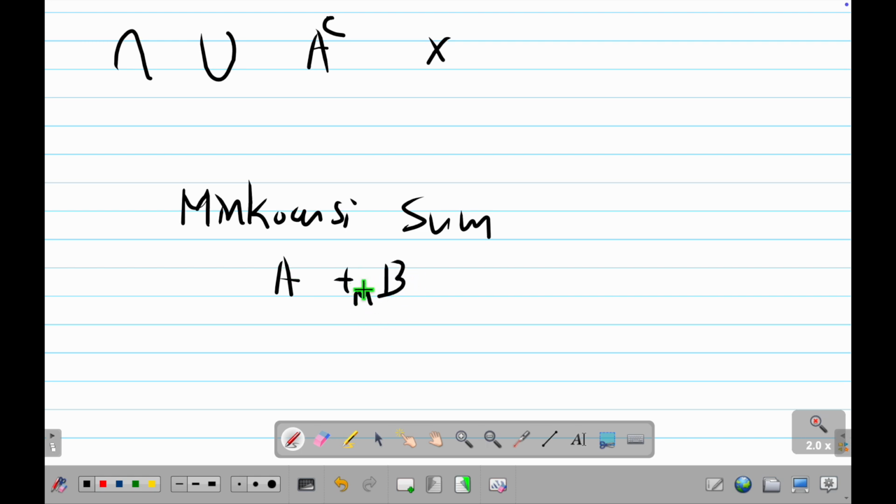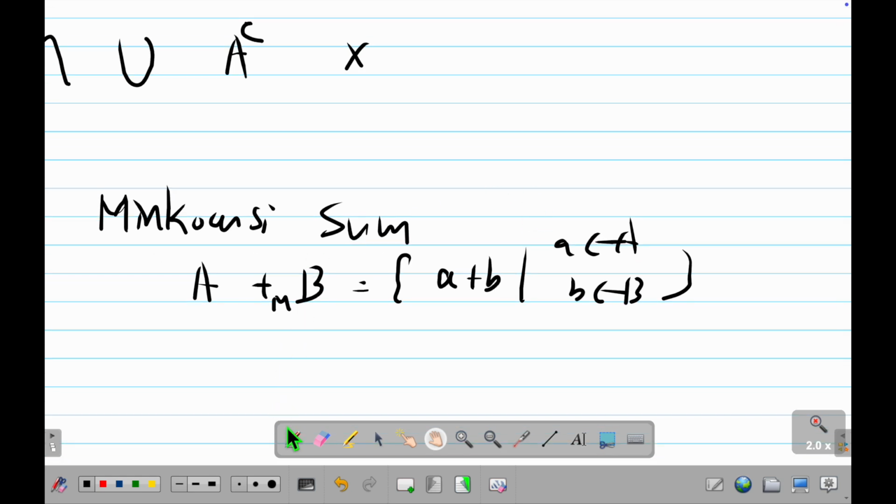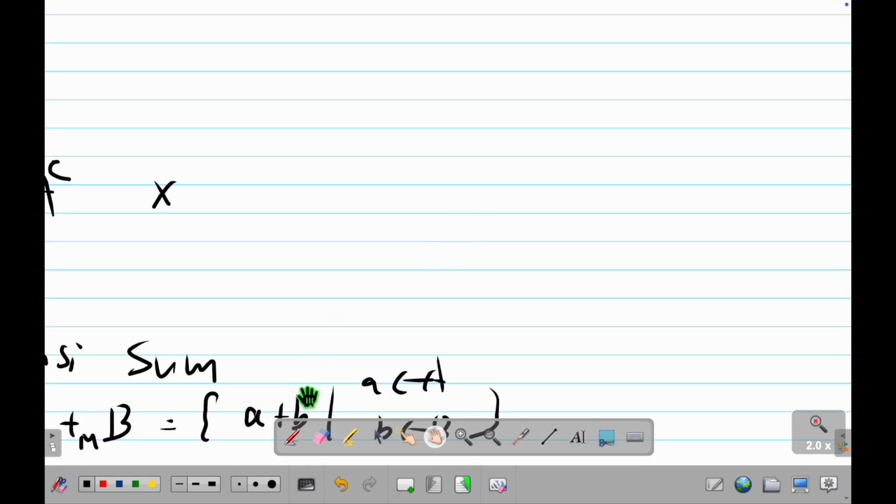Is that A plus B? Okay, I write M here to say this is Minkowski sum. It is a set: the A plus B, where A is in A, B is in B. Something like this, right? And Minkowski sum is useful because later we will have the following.